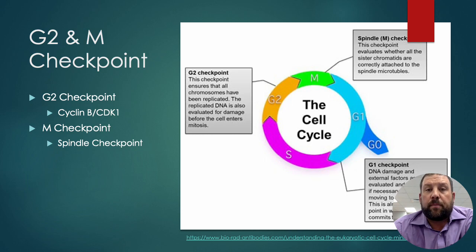Together, the G2 checkpoint, cyclin B-CDK1 activation, and the M spindle checkpoint act as powerful quality control steps. They prevent cells from dividing with damaged DNA or unequal chromosome distribution. When these systems fail, the risk of genetic instability and cancer increases dramatically.